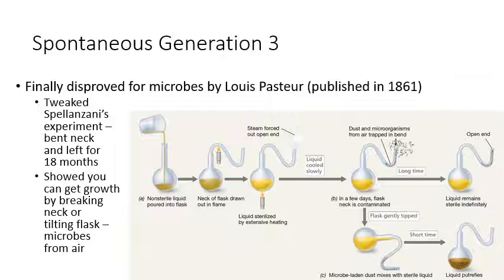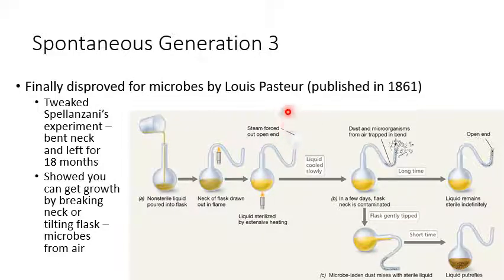So he did a similar experiment to Spallanzani, but again, he tweaked it. He boiled his beef broth, he put it into the flask, and then instead of sealing the flask by melting the neck closed, he actually heated the glass and pulled it into an S shape. So after he got the broth into the flask, he heated the neck up and pulled it into an S. And he figured that it's sealed that way.